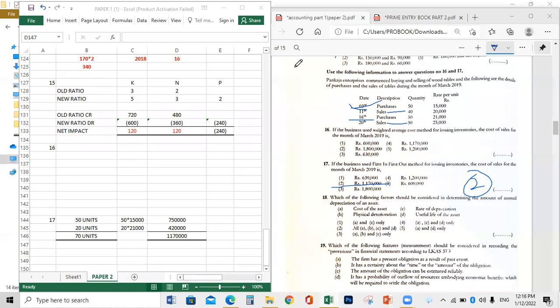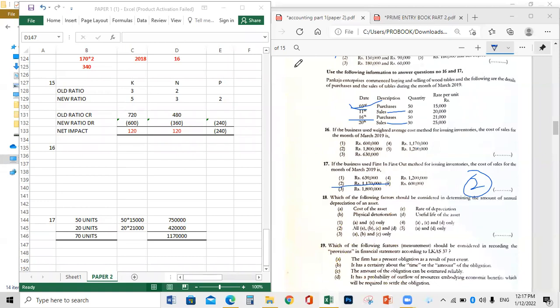If they have asked you cost of sales in FIFO method, always check how many units you sold. That is the first thing you have to check. So when you check 40 plus 30, you have totally sold 70 units. Now you have to find the cost of these 70 units. So first in, first out, usually the goods which came first will be sold first. So they will first sell the goods which came on 3rd March. But that is only 50 units.